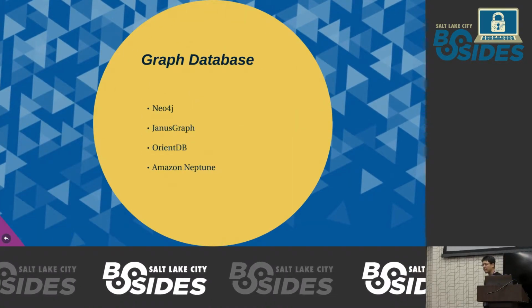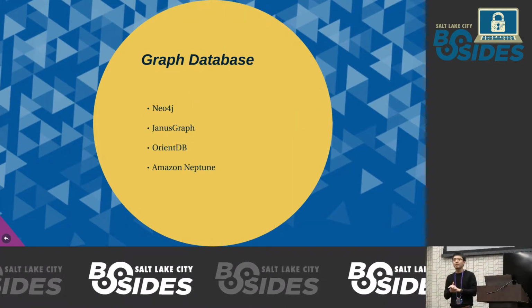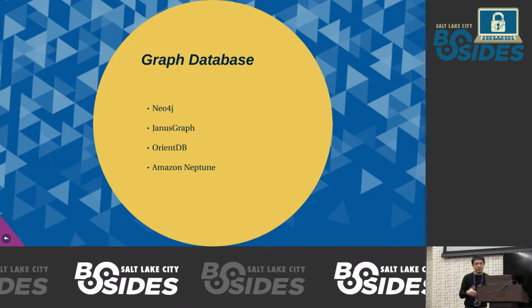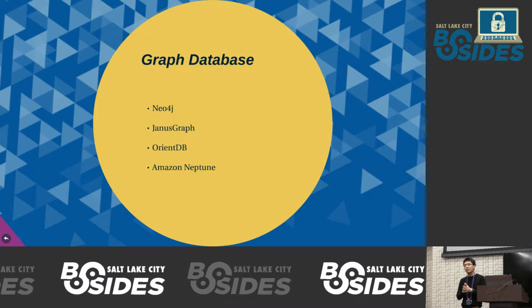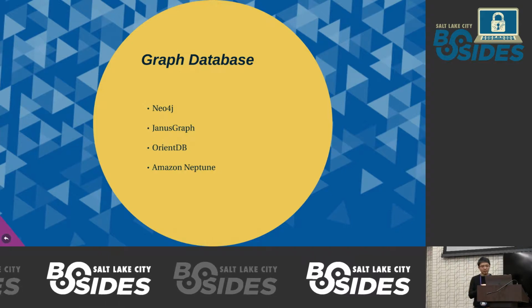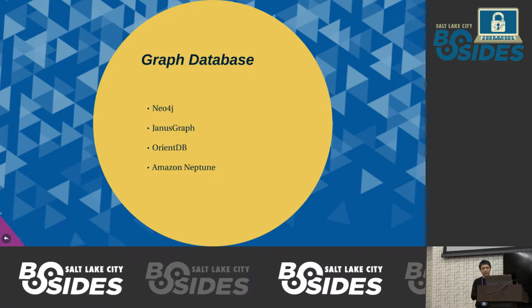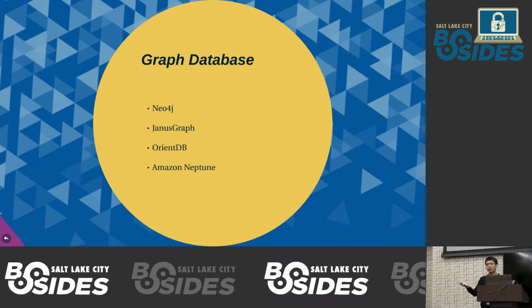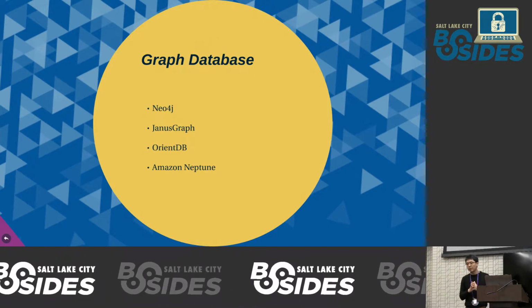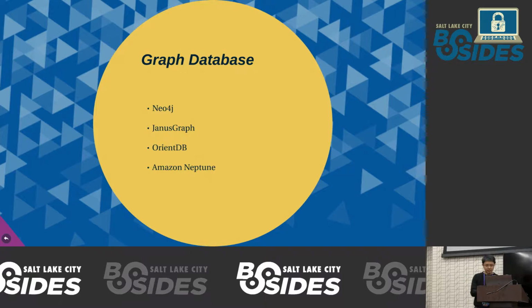The graph database. Well, there are many options out there. So here are some examples. Neo4j is probably the #1 popular one out there. And there's a couple of open source solutions listed here, Janus Graph, OrientDB, and also Amazon Neptune, which is what we use for our product.